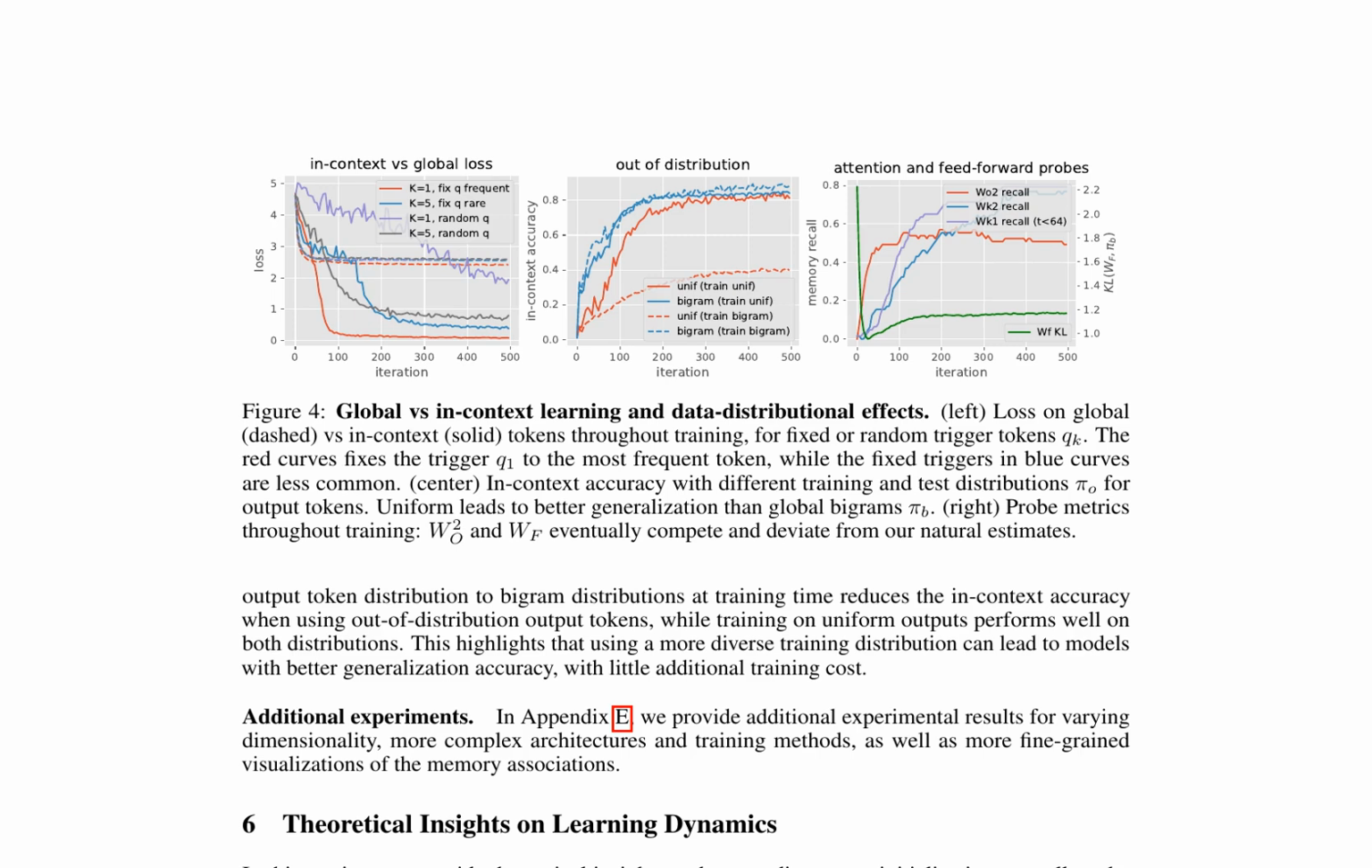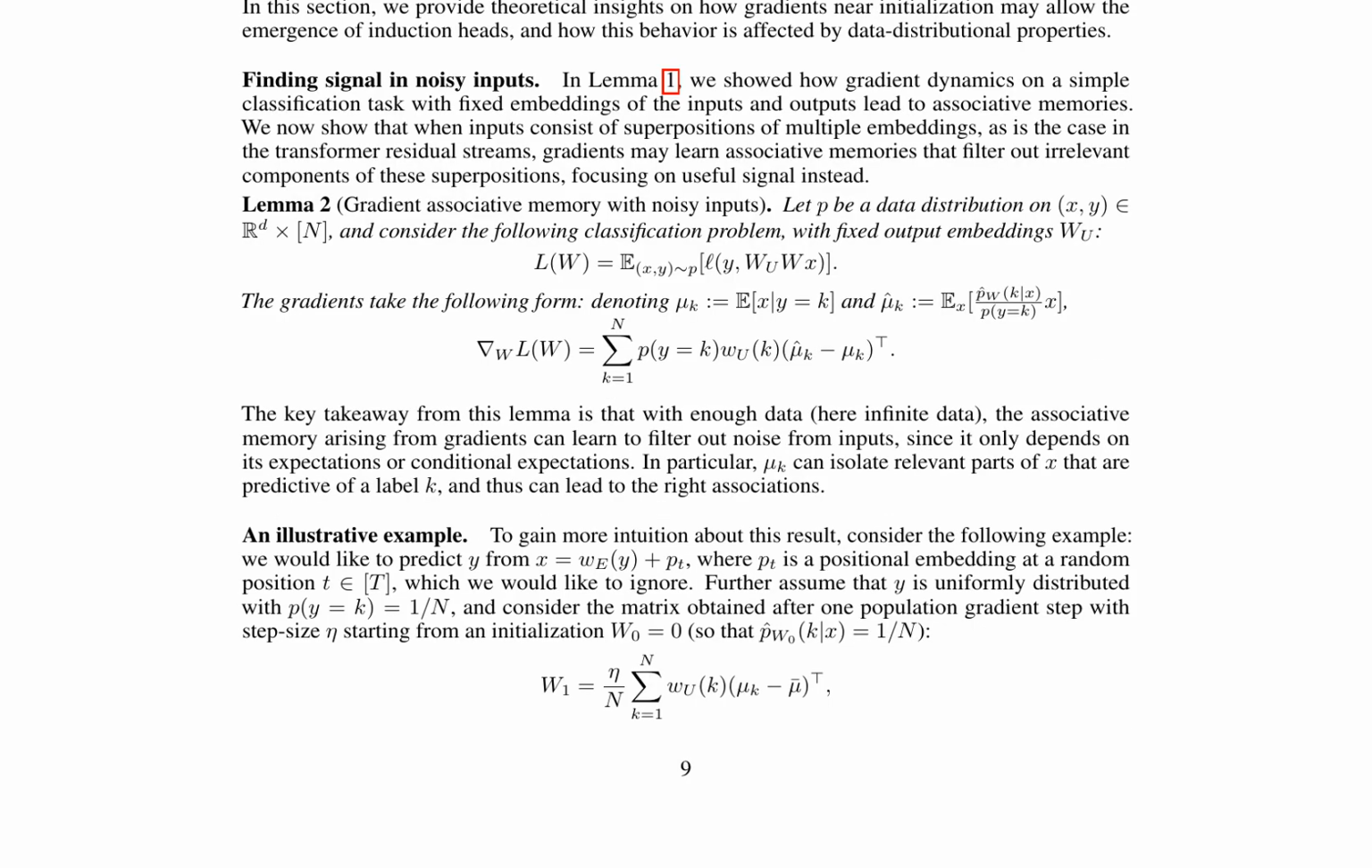The authors demonstrate that when using a simplified setup, transformers can learn in-context abilities through gradient dynamics. They show that after a few gradient steps, the model can develop an induction head mechanism that enables contextual learning. This is achieved by leveraging the associative memory property inherent in transformer models, where gradients at initialization can lead to the formation of associative memories between input and output tokens.